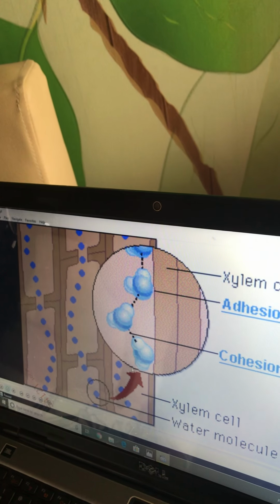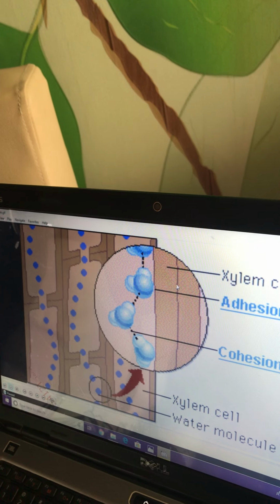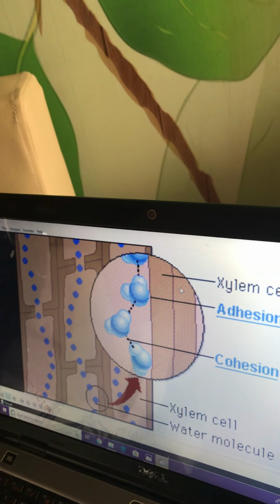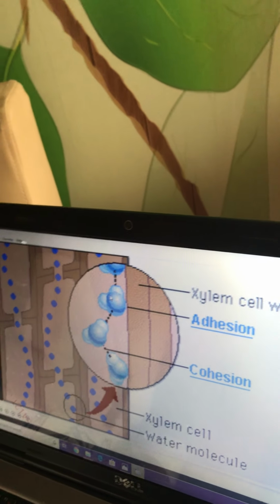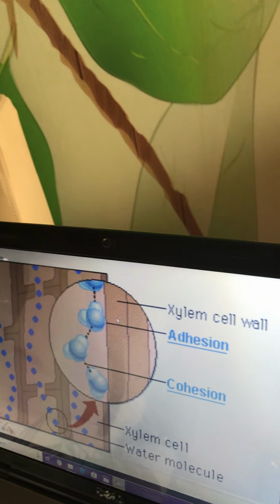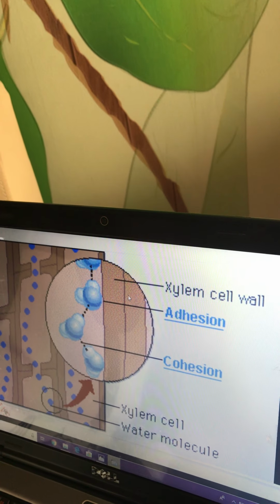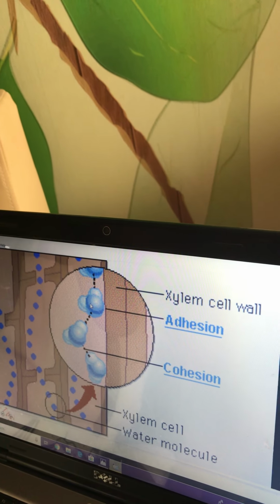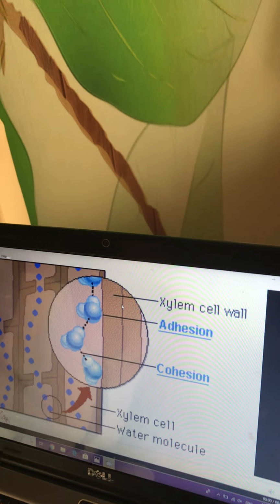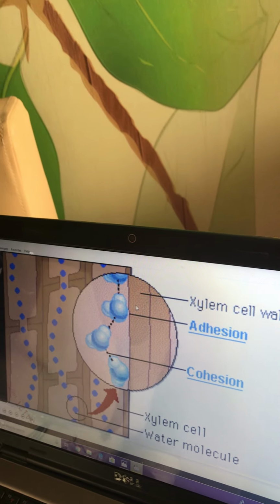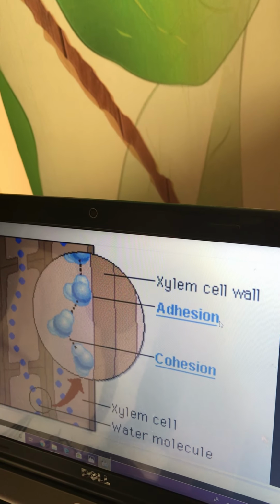So the force of attraction between the water molecule and the xylem vessel, you can see the xylem wall here. There should also be an attraction between the water molecule and the xylem vessel, which helps the water to move through the xylem vessel. So the force of attraction between the water molecule and the xylem cell wall, between dissimilar molecules, is called adhesive force or adhesion.